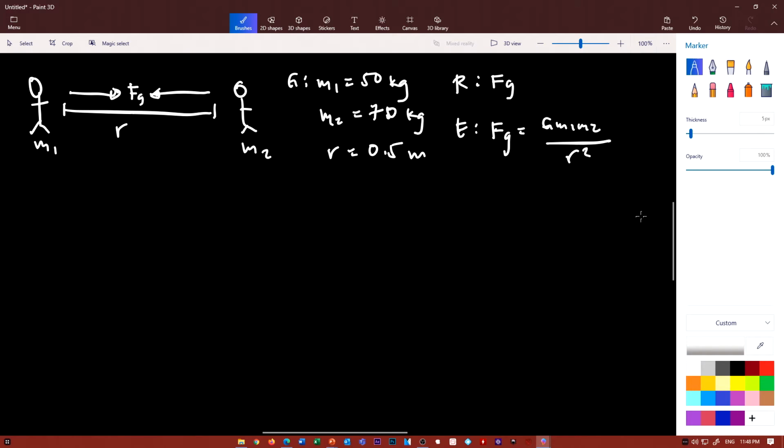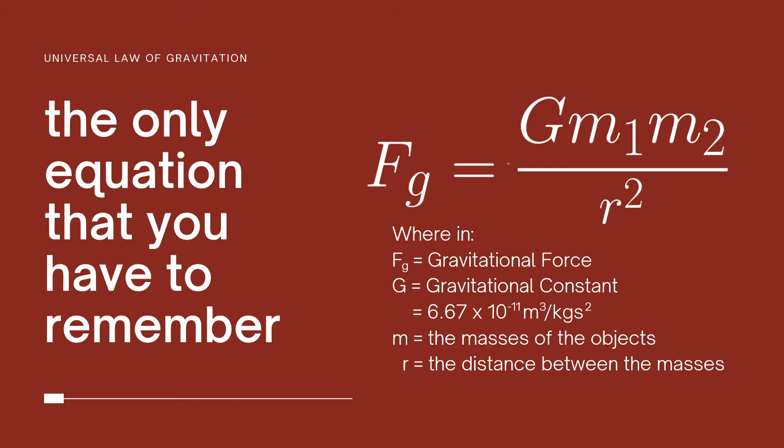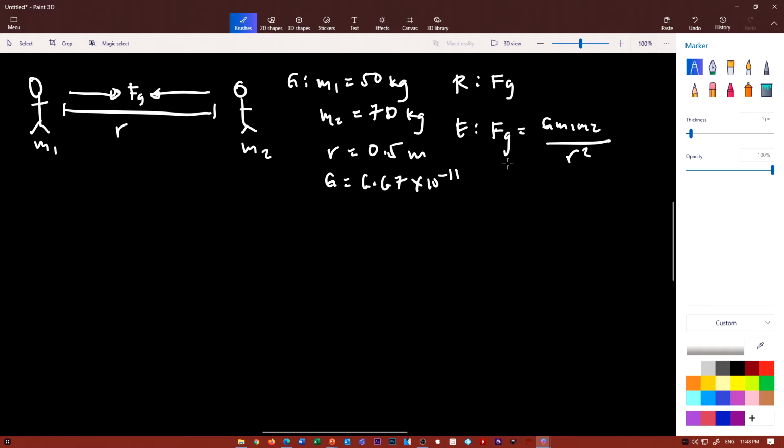So you just have to memorize big G. If you cannot, just write it in your given as well. Big G is 6.67 times 10 raised to negative 11. The unit is meter cubed over kilogram second squared. Upon knowing those, you can now just substitute, because that's easy. That's how easy this topic is.